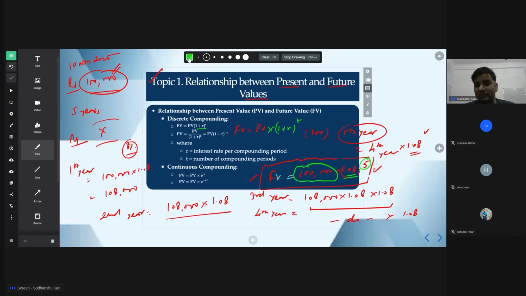So you can play it both ways. If I know the present value, I can find the future value. But mathematics works both ways. If you know the future value, you can find the present value also. You just have to divide. If I have to find the present value, you will divide the future value by 1 plus r raised to power t. This method, when you try to go ahead, let me make another slide.